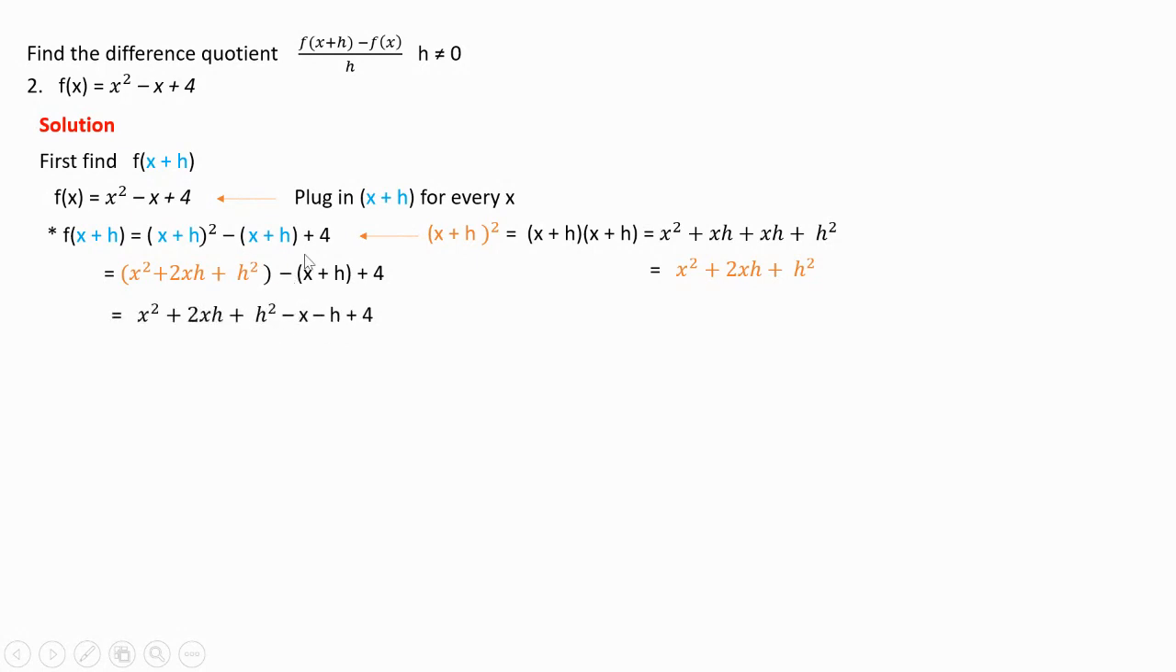So negative times x is negative x. Oh, there's like a -1 here, right? But the 1 is not there, but we know it's negative 1. And negative times a positive will give you a negative, and the 4 we're just bringing down.